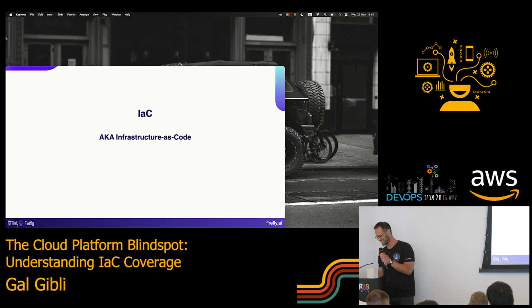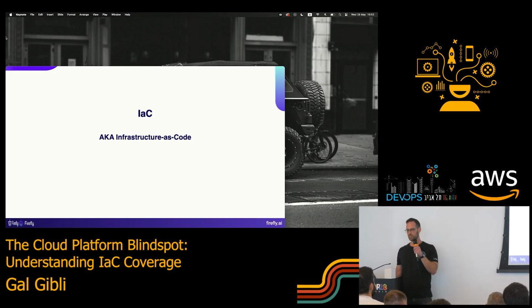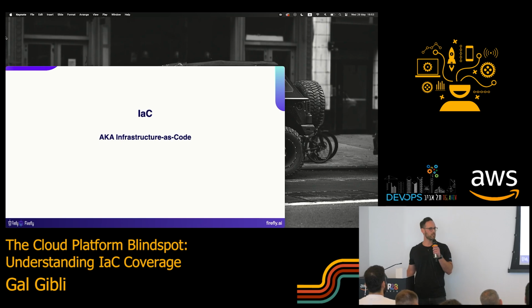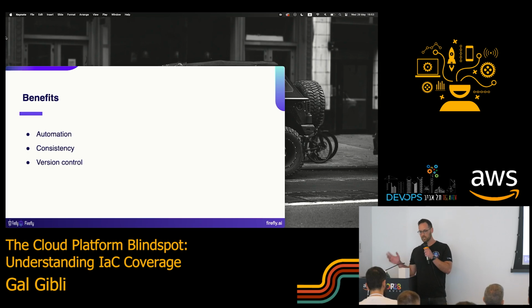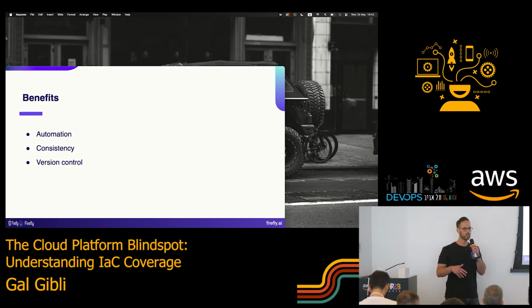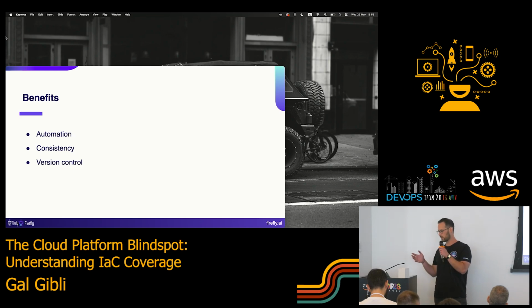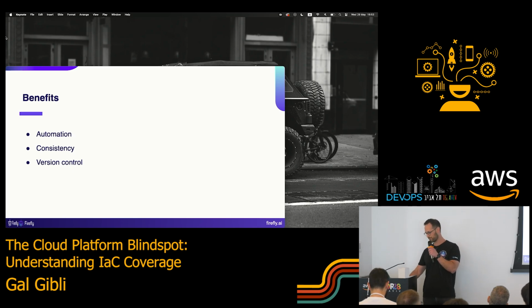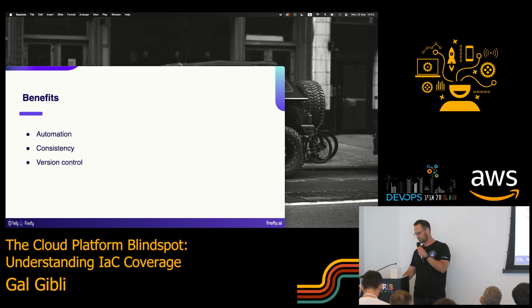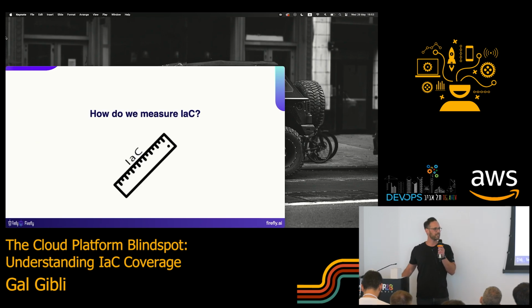My name is Gal. We're talking about IaC, also known as infrastructure as code. It has revolutionized the way that we manage our cloud infrastructure and our cloud resources. It brings automation, consistency, and version control to cloud management. You have some well-known tools like CloudFormation, Pulumi, OpenTofu, that IBM tool, Terraform. Yeah, Terraform. They're at the forefront of this transformation. But how do we really measure our IaC coverage? And what is IaC coverage?